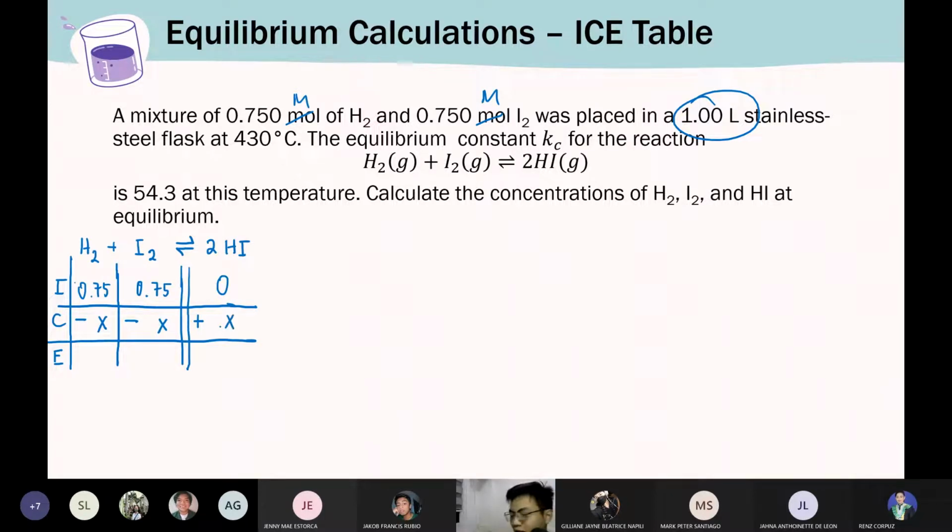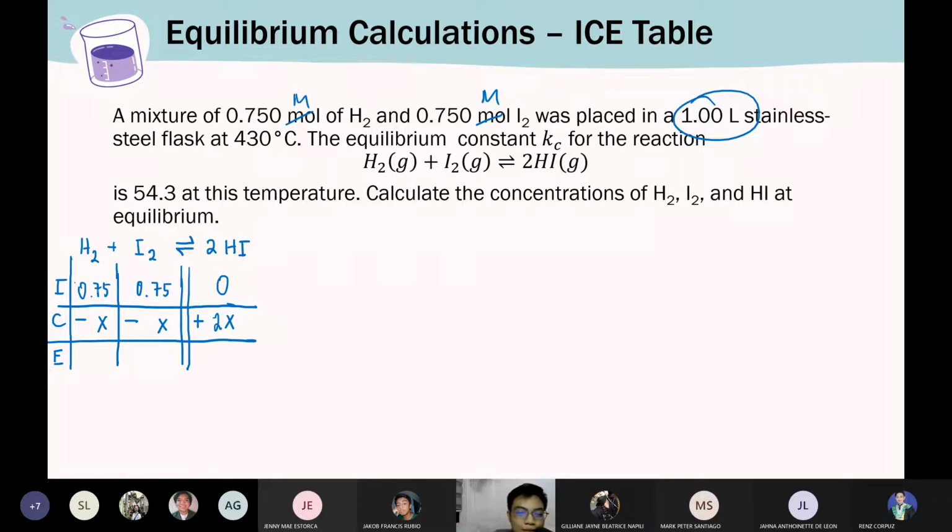Ano pa yung nakakalimutan ko? Sige. May kulang ako dyan sa ginawa ko. What do you think is missing? Coefficient ng product. Correct. Okay? So, kulang ako ng coefficient kasi. Okay, so mag-ingat dun ha. Okay, so lagyan natin siya ng 2. Okay, so yan. So good.